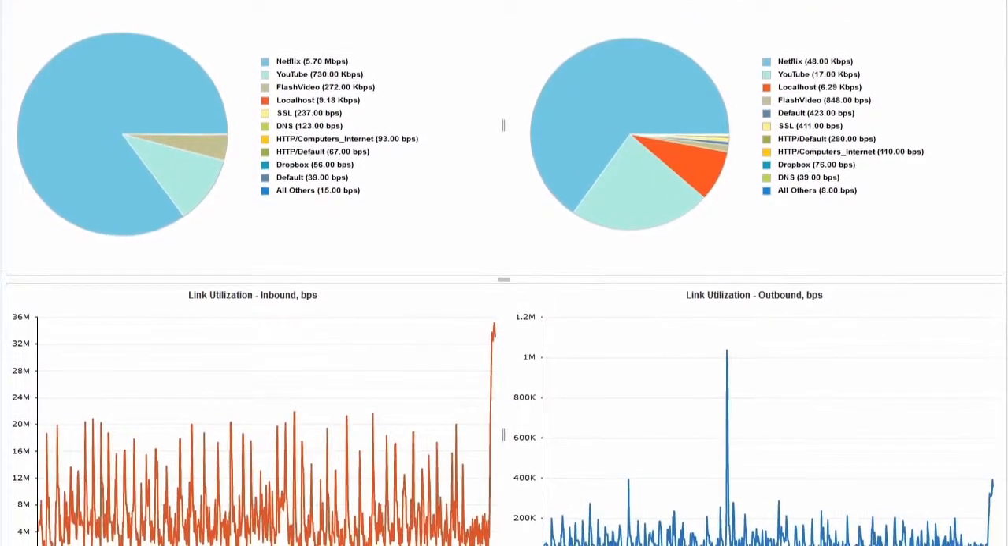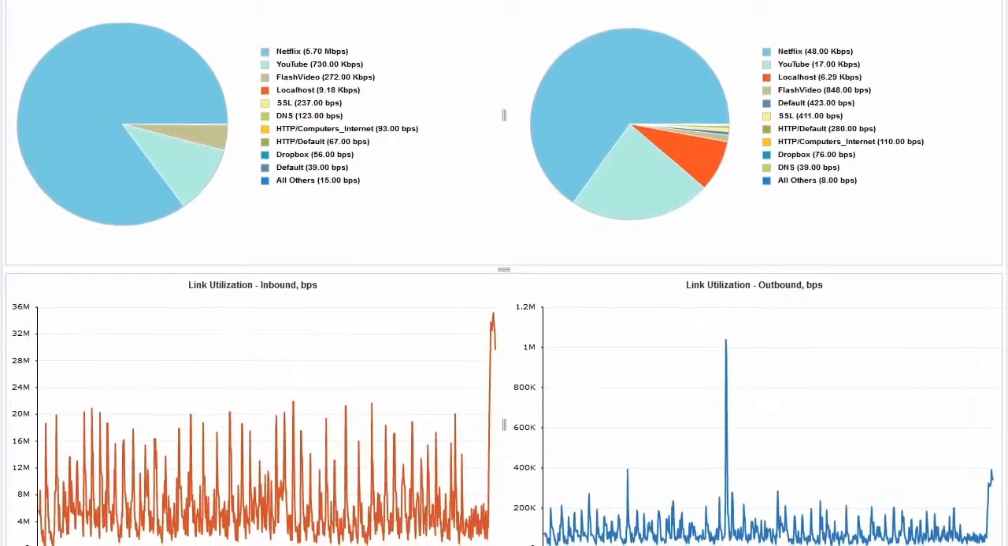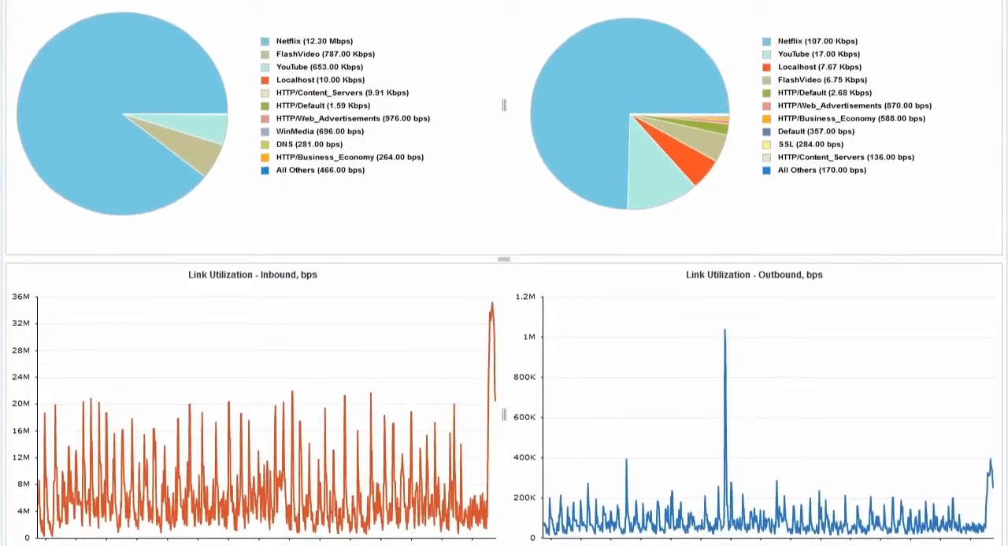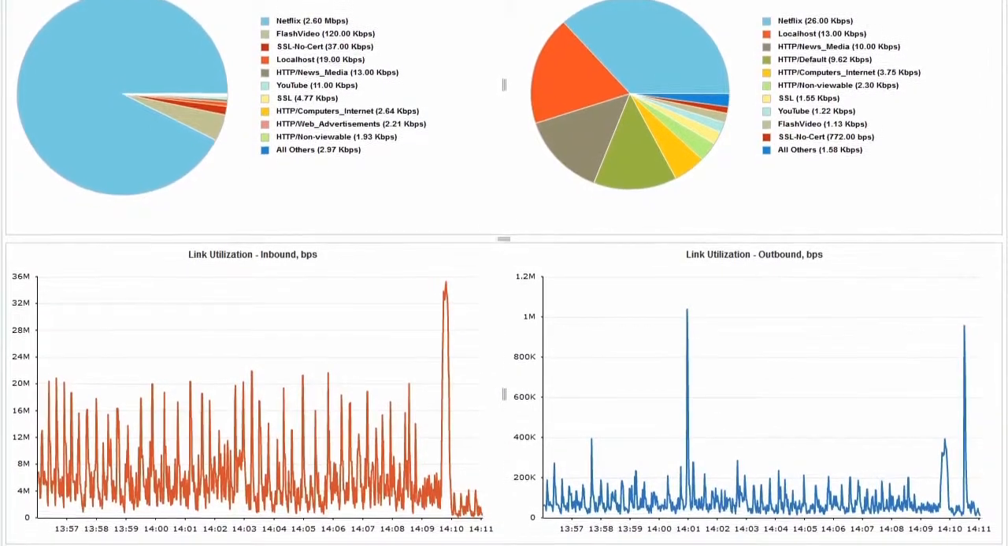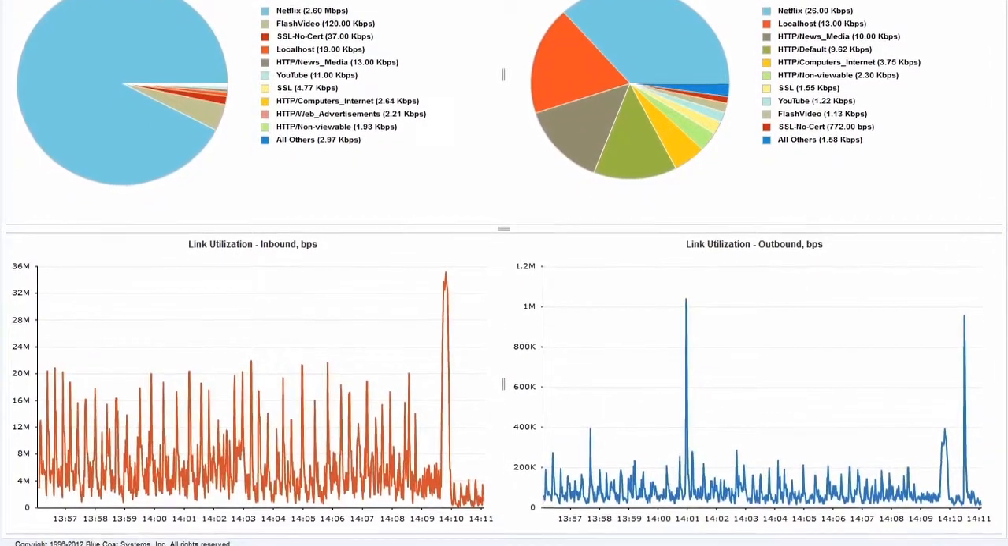By now, you know what the PacketShaper can do for your organization. Identify applications and internet content, troubleshoot network issues, and ensure your organization operates at peak efficiency. Let's take a closer look at the Shaper in action.